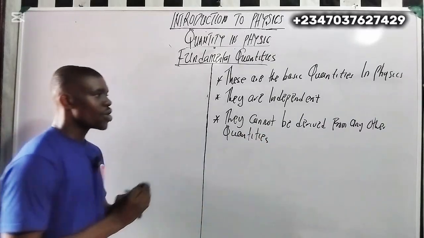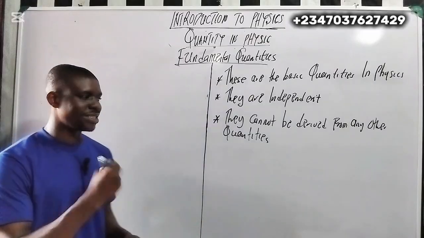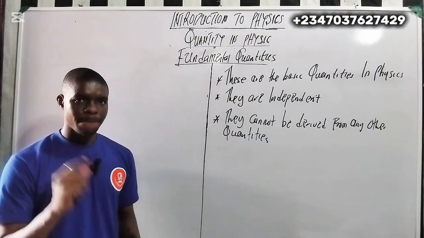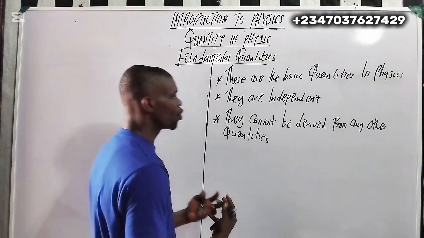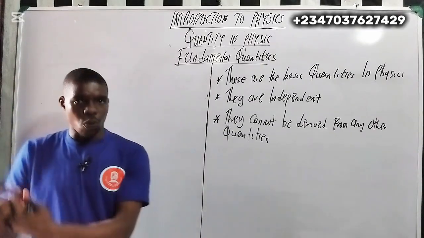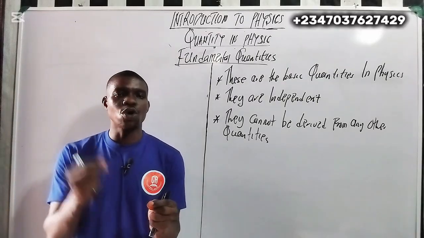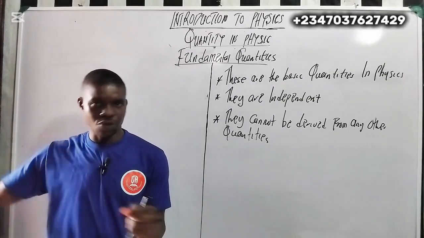It's okay. So they are the basic quantities. Hope you understand. They are basic quantities. So when we talk about fundamental quantity here, they are independent of any other quantity. They are the basis, the quantities on which other quantities depend. So you can put it like that.